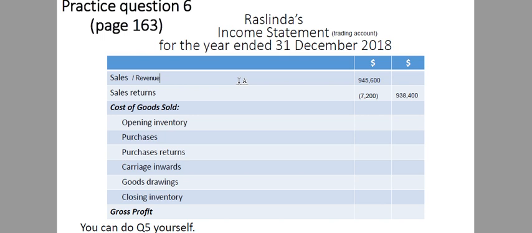Then the next thing is the cost of goods sold, which is the first thing, opening inventory. And in the question, opening inventory is 48,000. So we'll take opening inventory. Then purchases is 568,300.